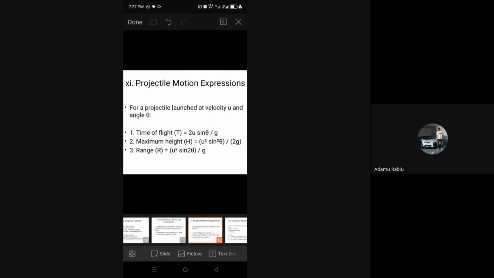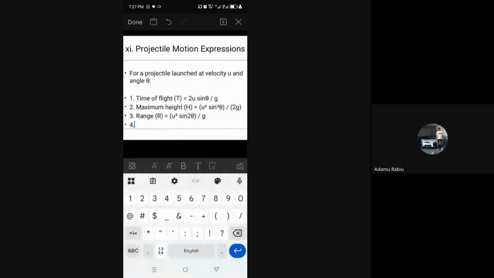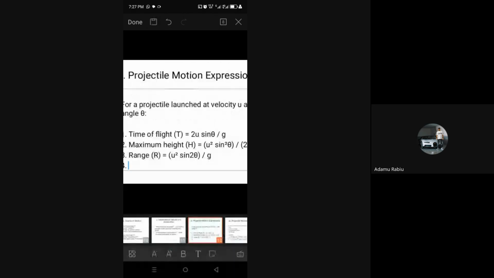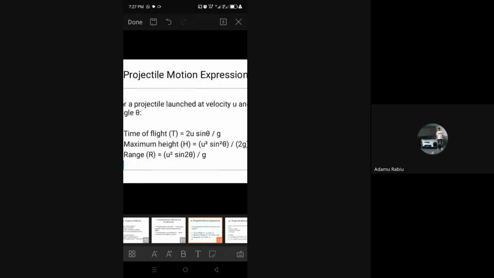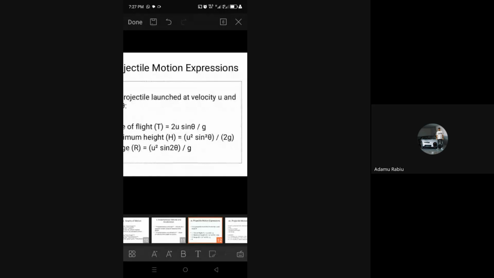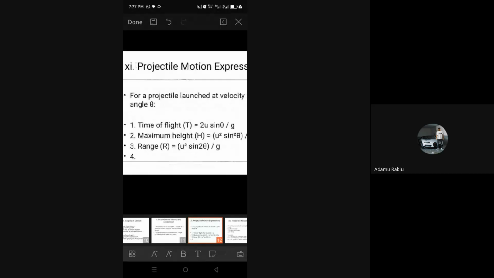Let me add one again. Please write this down. U still represents velocity, the initial velocity of the object. Theta is the angle at which the object travels. Then g is acceleration due to gravity. So anywhere you see u, just know it's velocity.